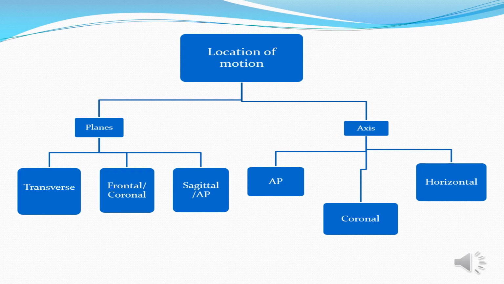Now, how does the body move? These planes divide our body into two parts. The transverse plane divides the body into upper half and lower half. The frontal plane divides the body into front and back, and the sagittal plane divides the body into right and left. Now the movements which happen in the body, usually flexion, extension, abduction, adduction, and rotations, occur around these planes and perpendicular to the axis.